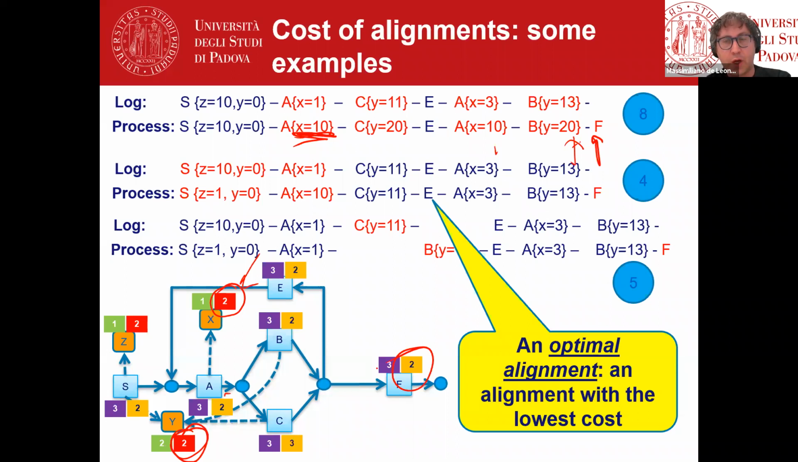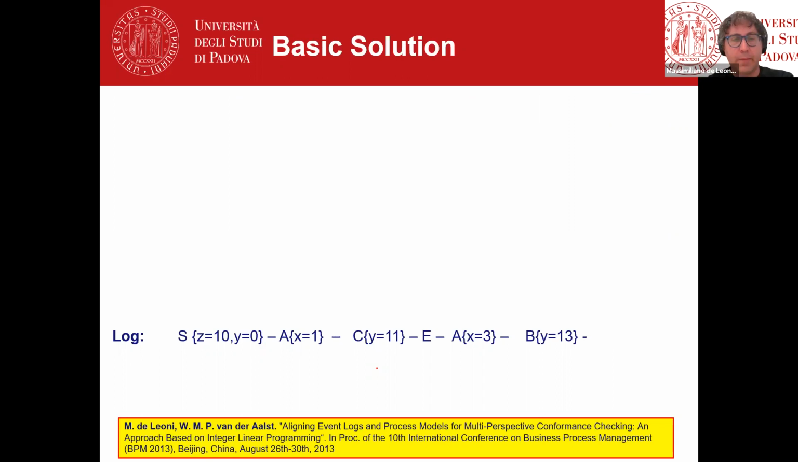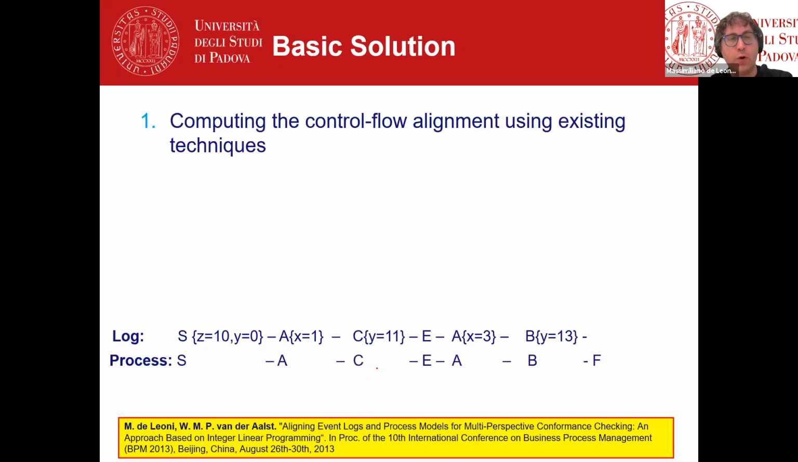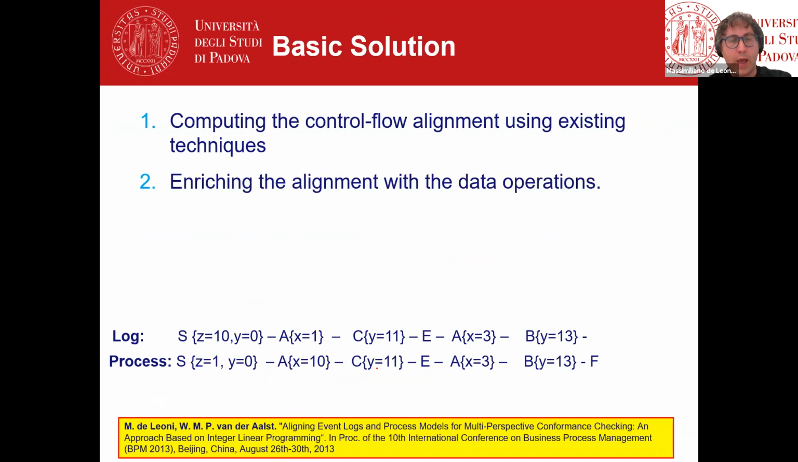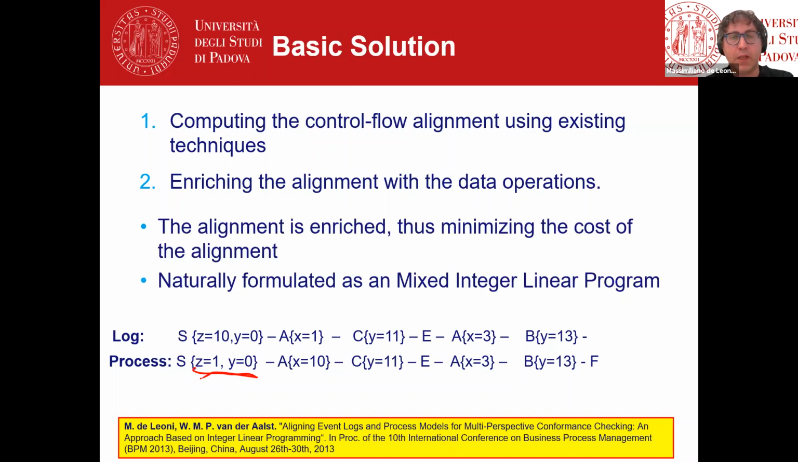So how do I find this optimal alignment? I have my log trace. The first thing is that I compute the control flow alignment using existing techniques, so only considering the control flow, thereby ignoring the data. Then in the second step, I enrich the alignments with the data operations. And of course, the alignment is enriched thus minimizing the cost of the alignment. And this can be naturally formulated as a mixed integer linear program.